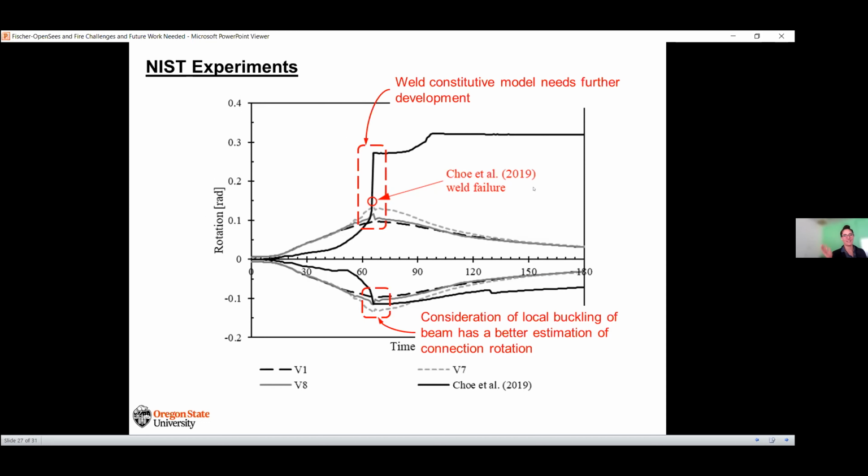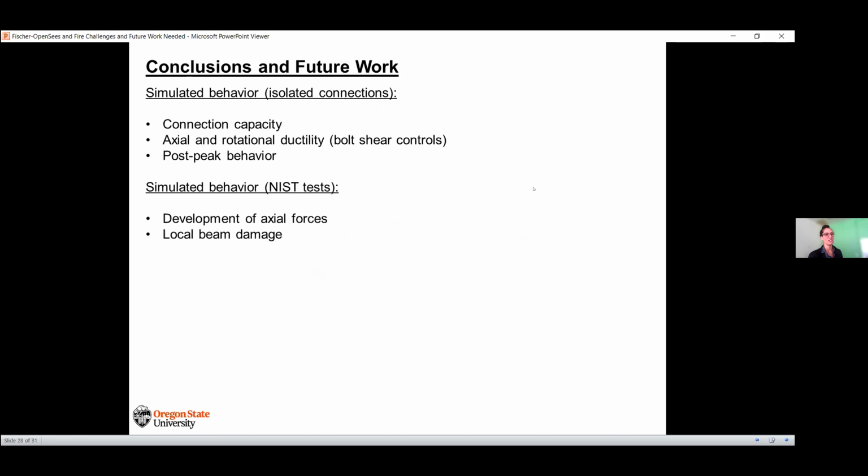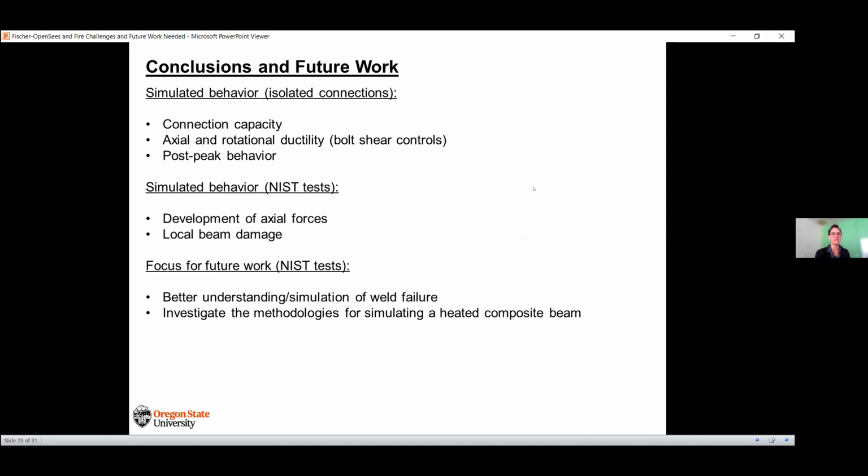We played around with this weld constitutive model for a really long time, and we definitely need further development to be able to actually simulate that unzipping of the weld that we're seeing during these tests. All right, so to just wrap up, we were able to simulate connection capacity as well as rotation and post-peak ductility and post-peak behavior in these isolated connection tests, as well as axial forces in the connection and local beam damage in the NIST experiments.